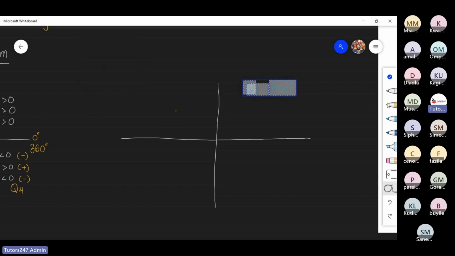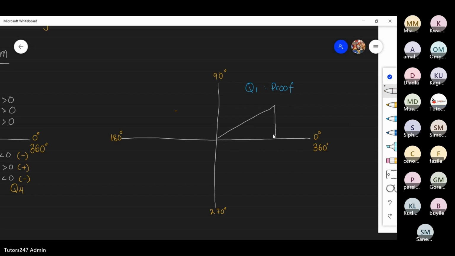So this is going to be quadrant 1. We know that quadrant 1 is from 0 degrees to 90 degrees to 180 degrees to 270 degrees to 360 degrees. Now, give me a moment to draw a triangle in each. Okay, let's just handle it one quadrant at a time.